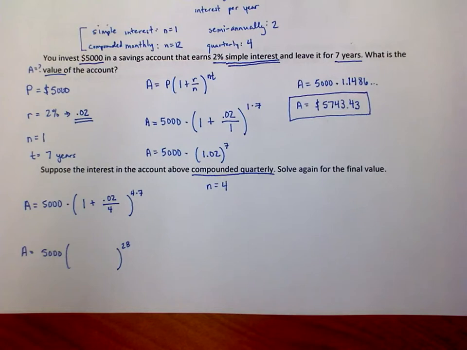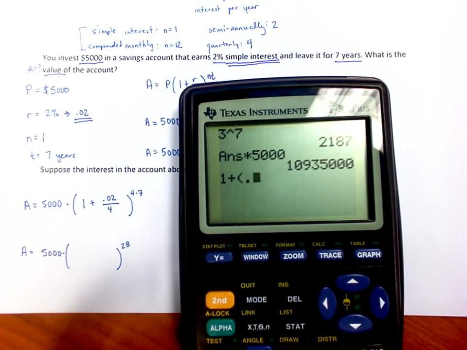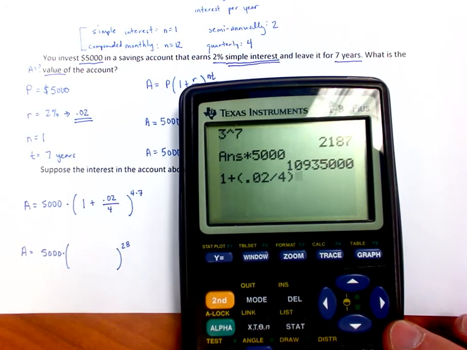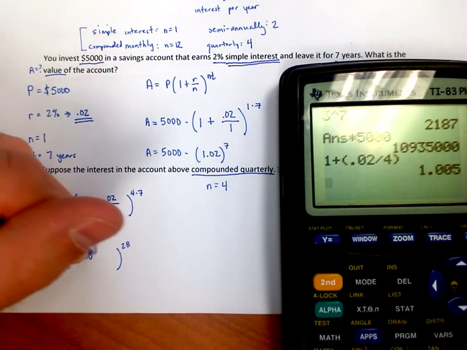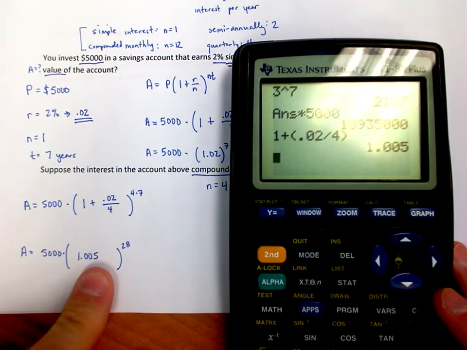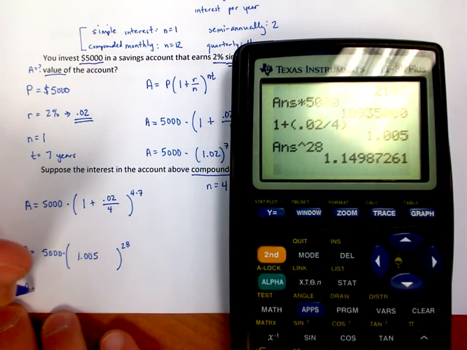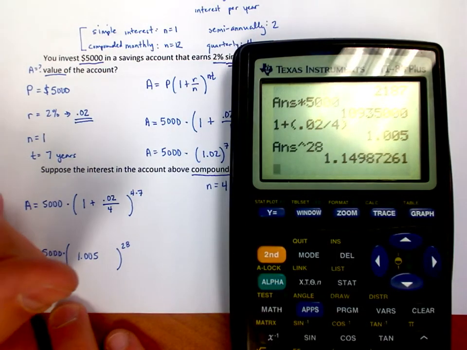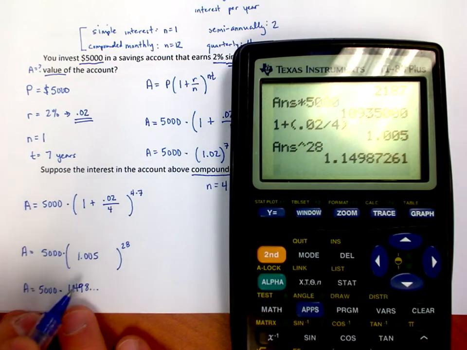4 times 7 is 28. The 5,000 is still on the outside. What is 1 plus 0.02 divided by 4? It's 1.005. I don't care how many decimals that is, you're going to leave that in your calculator because we're going to now take that and raise it to the 28th power. It's 1.141498, and so on and so forth. Dot, dot, dot means that decimal goes on.